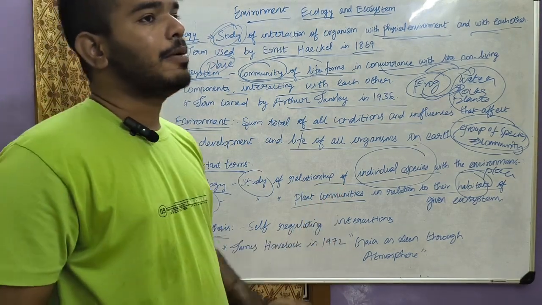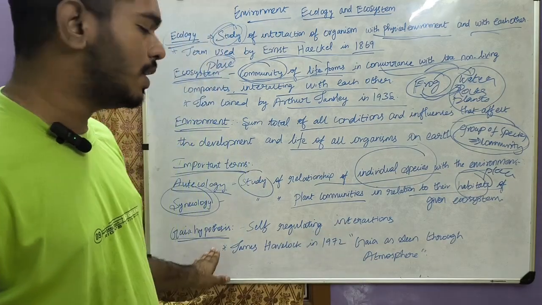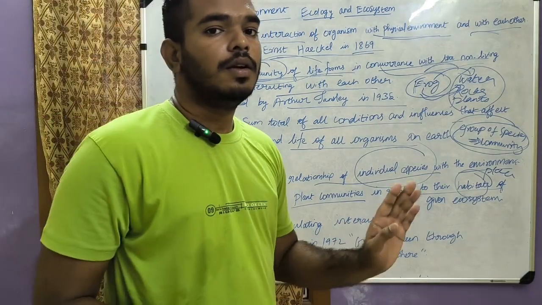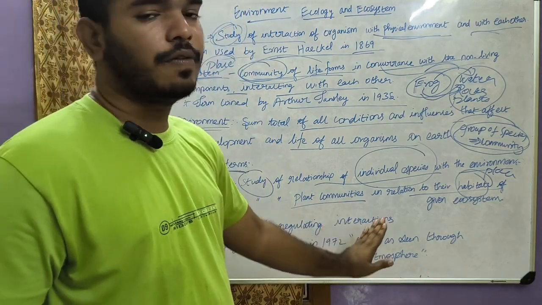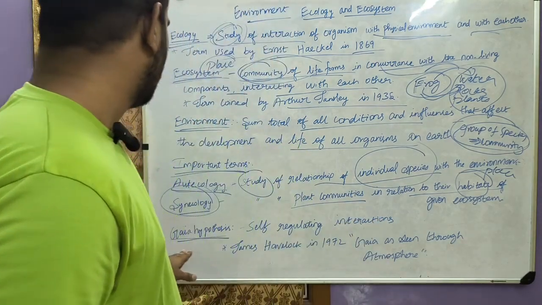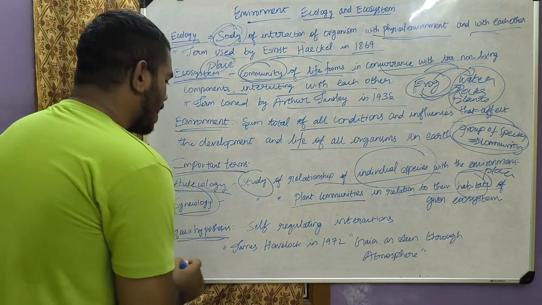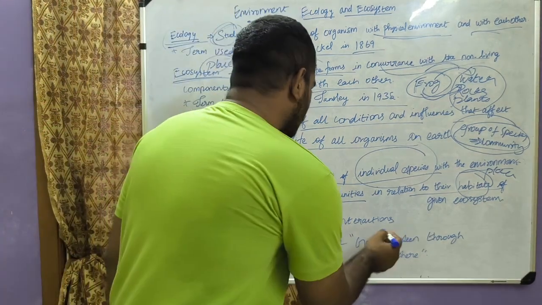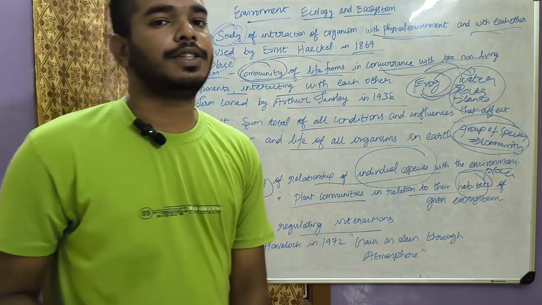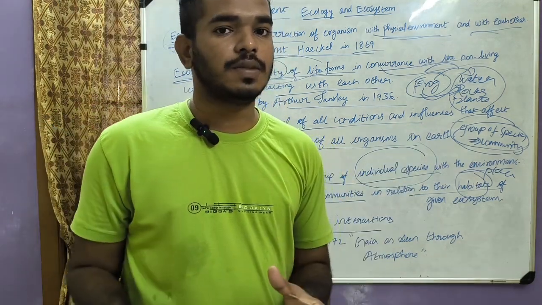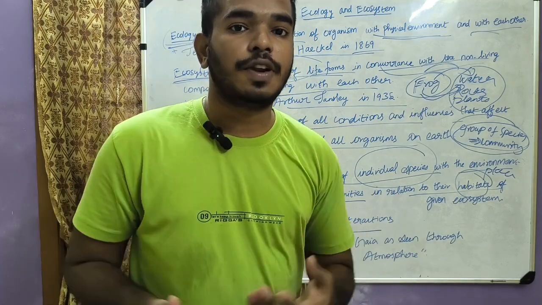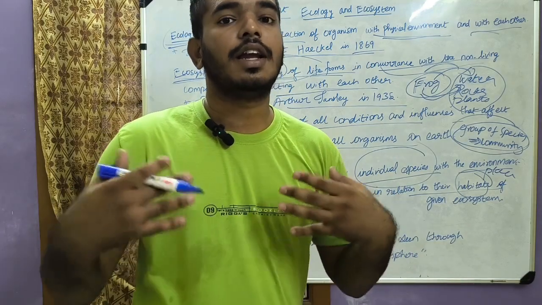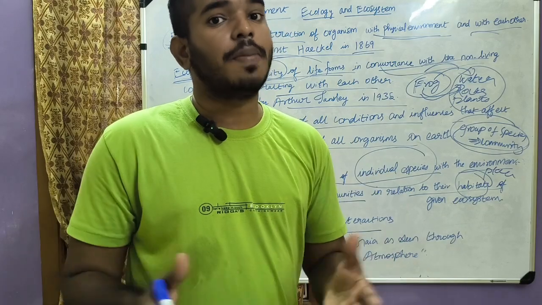Next one is the Gaia hypothesis. This is one of the most important topics that we are going to see in detail in upcoming classes, but I'm going to give a basic definition here. So the Gaia hypothesis is nothing but a self-regulating interaction. In this world, all the living and non-living things are self-regulating themselves. They are regulating automatically.